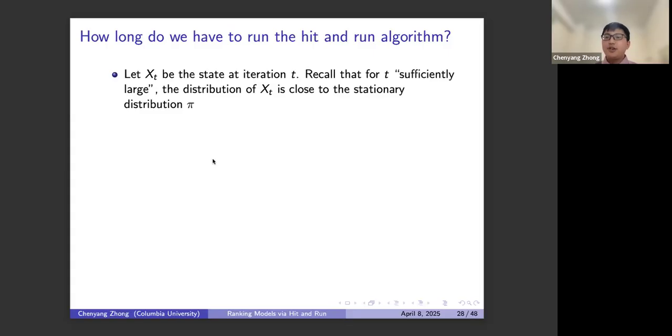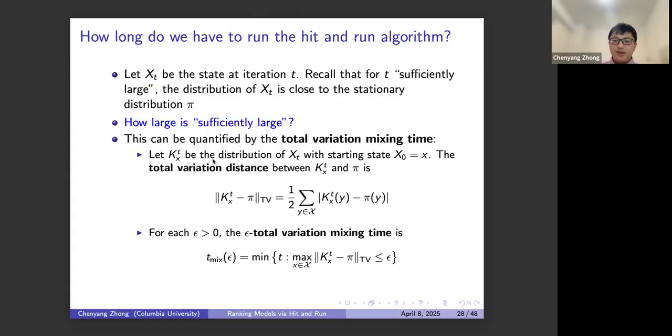Those, in the Markov chain Monte Carlo literature, can be characterized by the total variation mixing time. Here is a definition, and I'm sure you are already familiar with those notions. Roughly speaking, the total variation mixing time is determined by the minimum number of steps that we have to run the Markov chain, so that the sample drawn from the Markov chain has a distribution whose total variation distance is at most epsilon away from the target distribution.